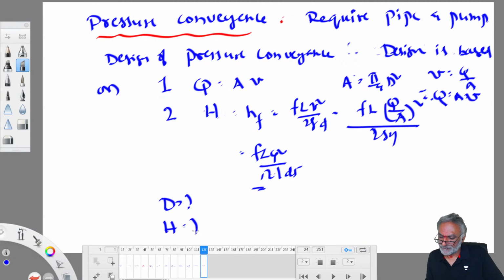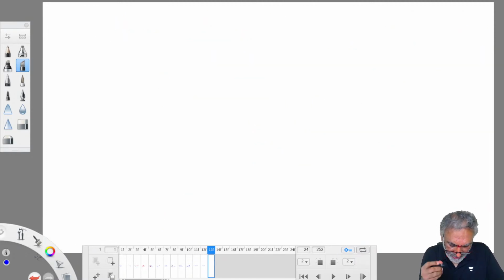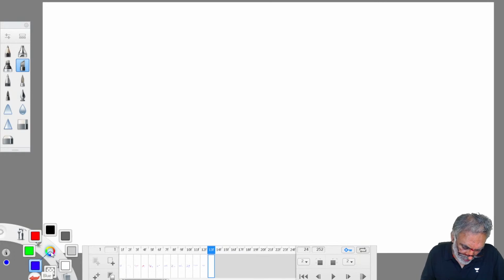Pressure conveyance, open channel, that is designed. That is a special topic, the open channel flow topic is there. There they teach you. Here we rarely use gravity conveyance for carrying water.